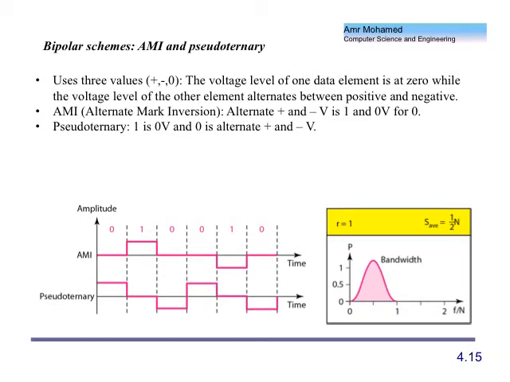One uses the digital data 1 to toggle the signal level, while 0 is 0 voltage. The other one uses the 0 to toggle, while it uses 1 as 0 voltage. So it doesn't matter. There's no added value here. It's just the toggle. Actually, I don't see why they added it in the book. I don't see the point.